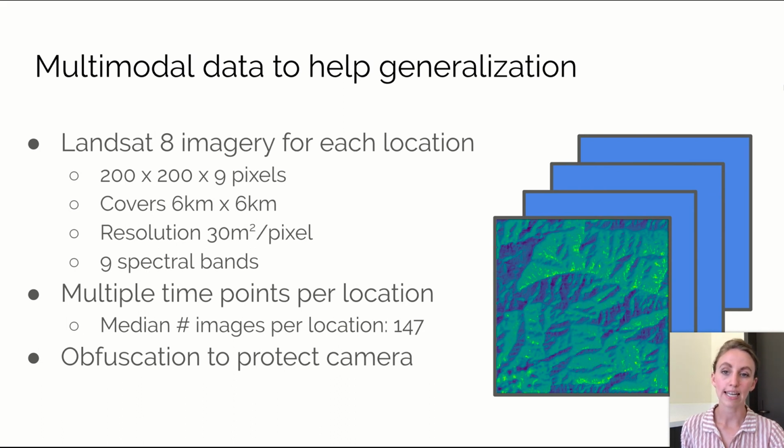This includes Landsat 8 imagery for every camera location in both train and test. And we provide multiple train points for every location. So the median number of satellite images for every camera deployment is 147. We've obfuscated the exact locations of the camera in order to protect the species present.